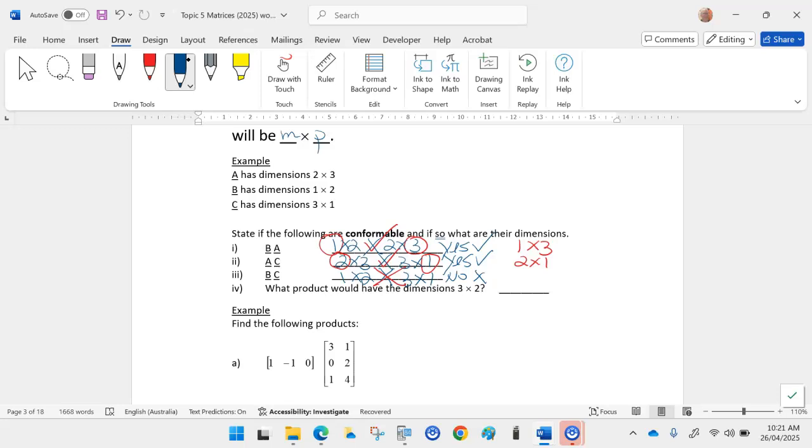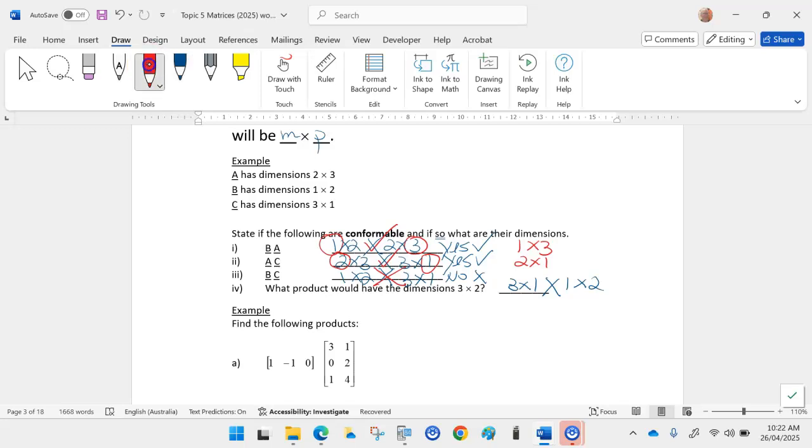It doesn't multiply together. What product would have dimensions 3 by 2? Looking on my list, I need a 3 by 2, so I need something that starts with a 3. And the only one that starts with a 3 there is the 3 by 1 option. Now, can I get a 2 out of those? Well, the only one that has a 2 at the back is B. So that's 3 by 1 by 1 by 2.